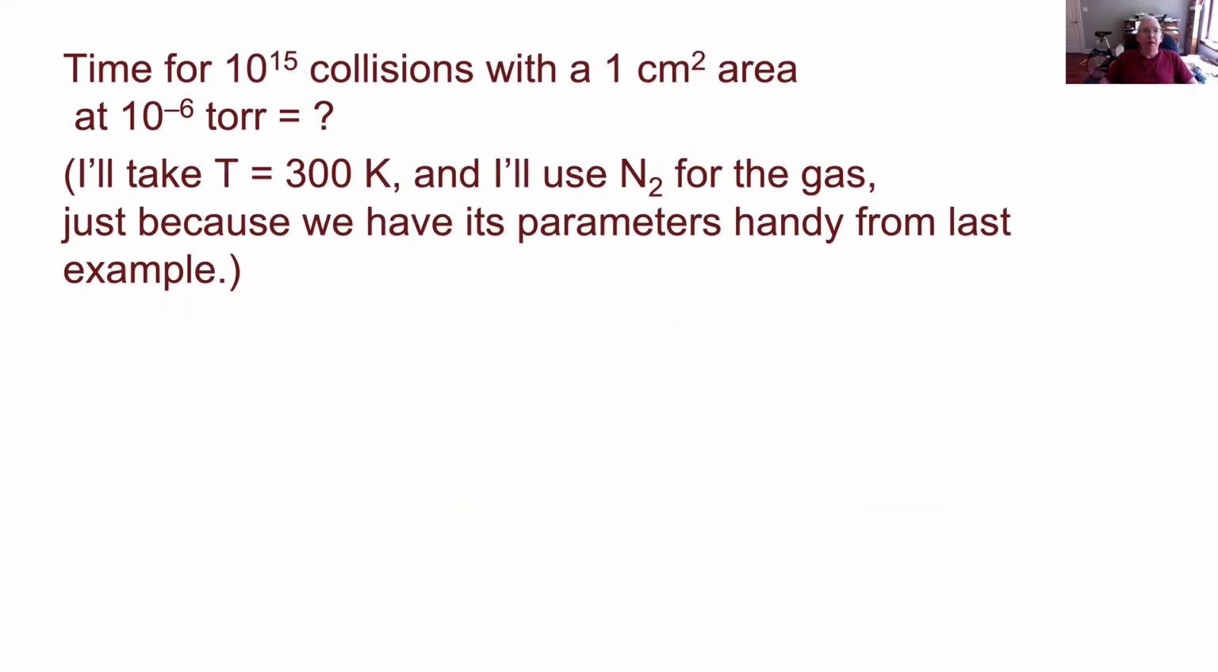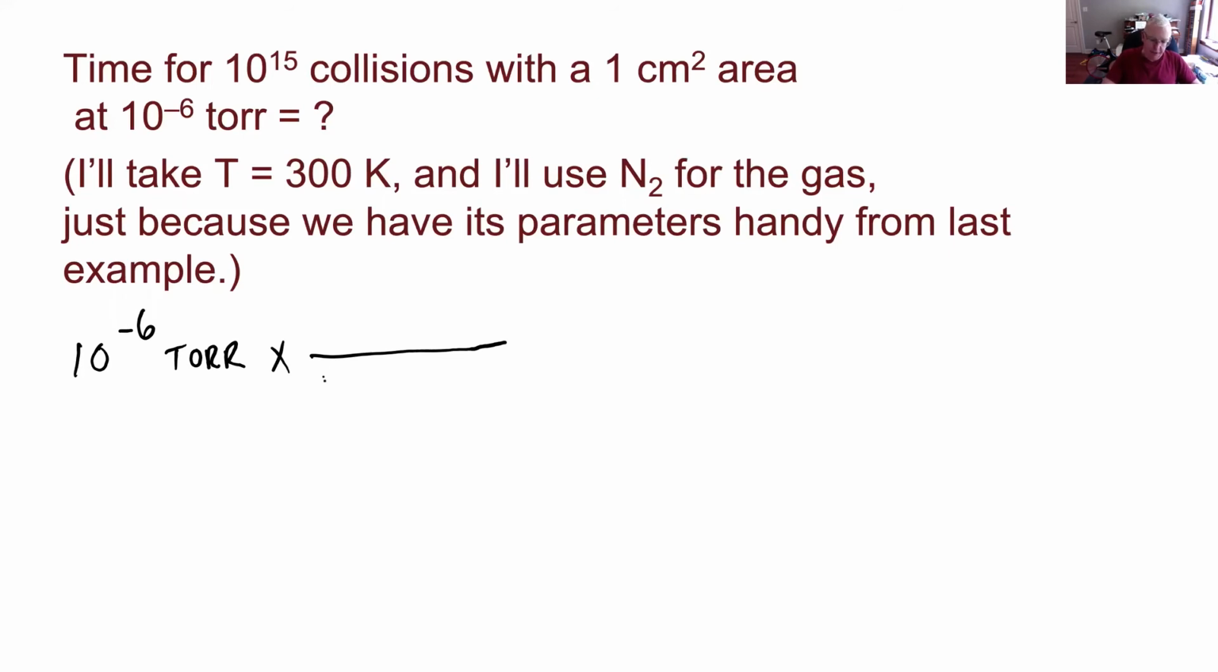So that's our problem right there. I'm doing 300 Kelvin. I'm using nitrogen for the gas. The first thing up is I'm going to do some unit juggling to get things in shape to put in the equation. So let's start off with the pressure. We have 10 to the minus 6 torr. Okay, that 10 to the minus 6 torr, I want to convert that to pascals because that's the SI unit of pressure, and I want to do everything in SI units like I usually do.